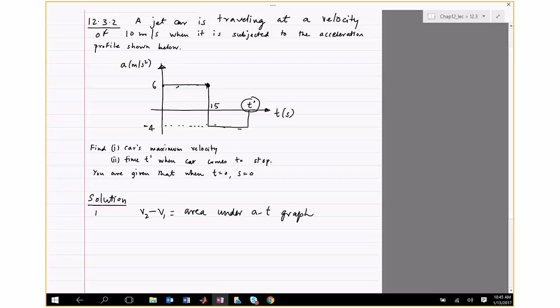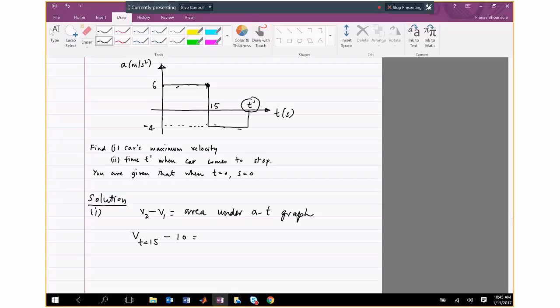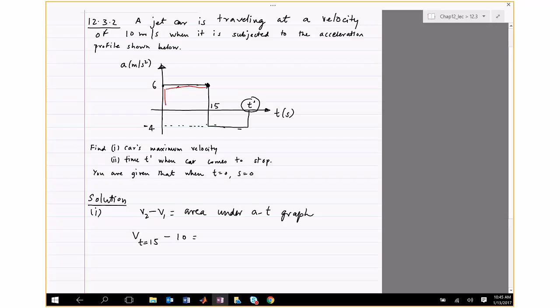So this is 1, V2 is V max, and that occurs at 15. So I'll say t equals 15 minus the velocity at any point. So it's going to be, let's say that the velocity is 0, so that's 10. So area under the AT graph. So this should be the area from 0 all the way to 15. This area. Okay. So that's going to be half base, sorry, not half base, but base times height, area of the rectangle.